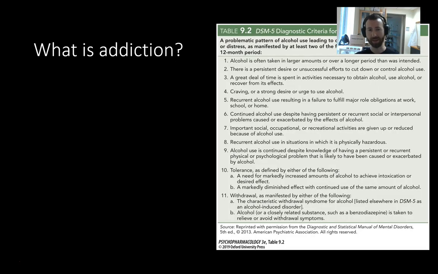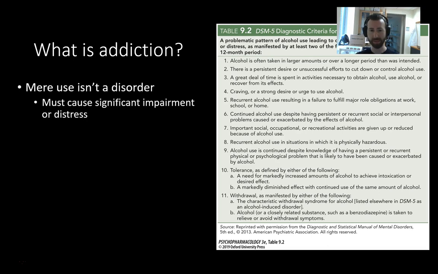Let's start off by defining what exactly is addiction. What do we mean by that? I have up here on the right side of the screen a list of some of the diagnostic criteria for the example of alcohol use disorder. You can see there are 11 criteria.